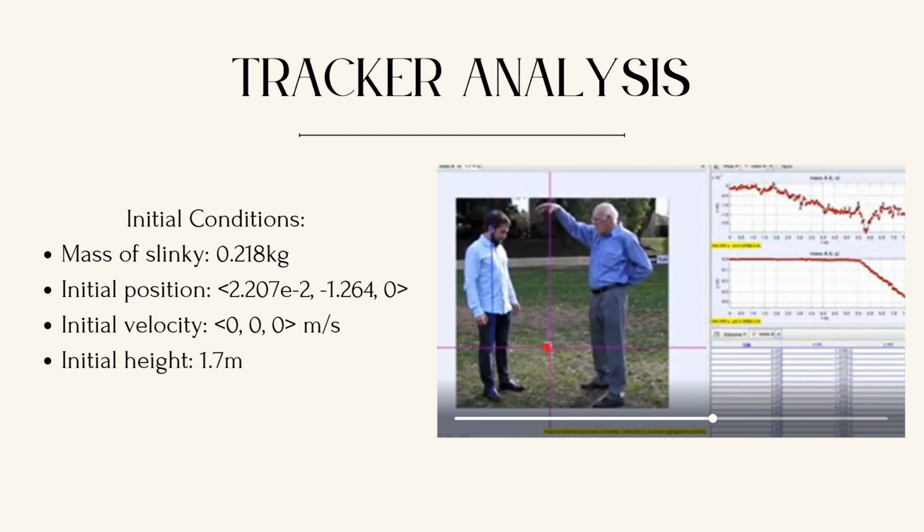The initial conditions: the mass of the slinky is 0.218 kilograms. The initial position is 2.207 times 10 to the negative 2 in the x component, negative 1.264 in the y component, and 0 in the z component. The initial velocity is 0 meters per second. I forgot to put the positions in meters, and the initial height is 1.7 meters.